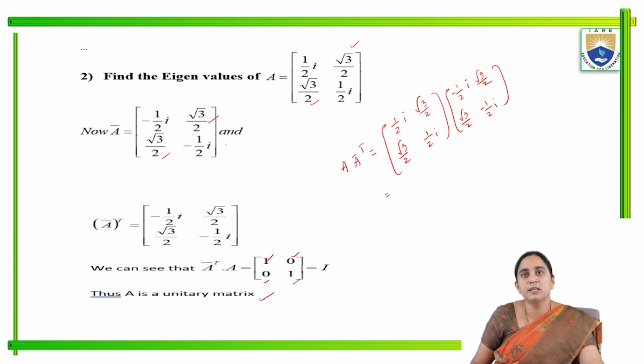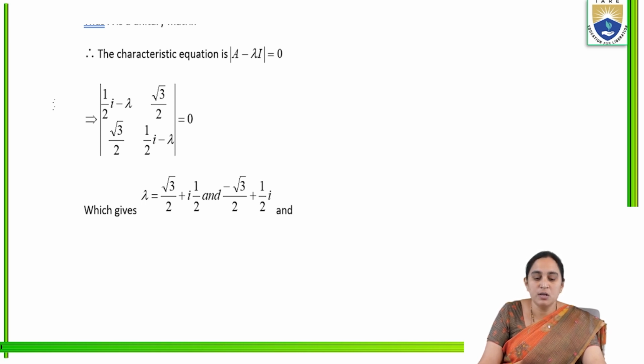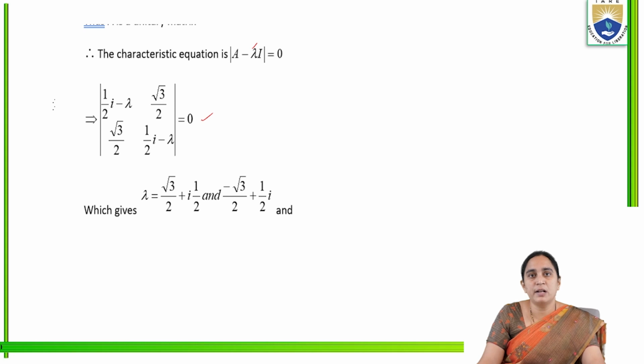Now for the given matrix, we have to find the eigenvalues. For that, first write the characteristic equation, that is, determinant of A minus lambda I is equal to 0. For that, write the matrix A and subtract lambda times the identity matrix. After that, we get this matrix for A minus lambda I.